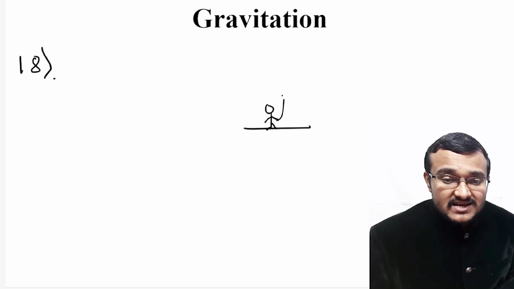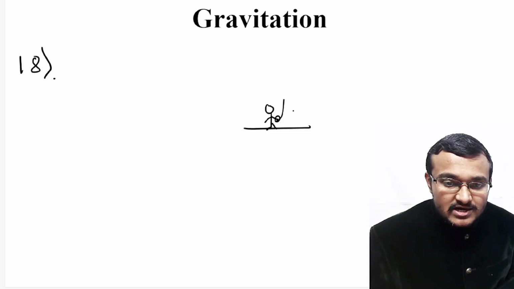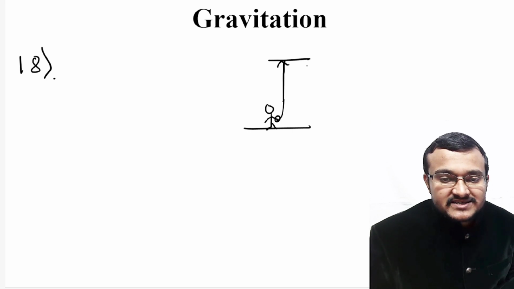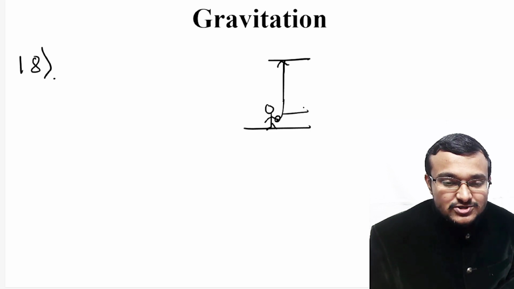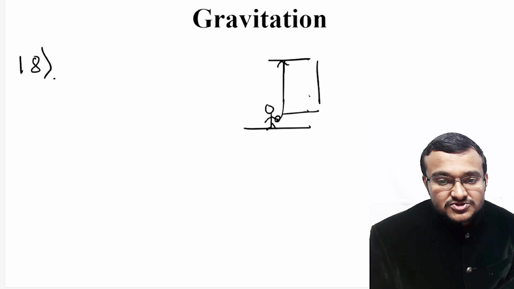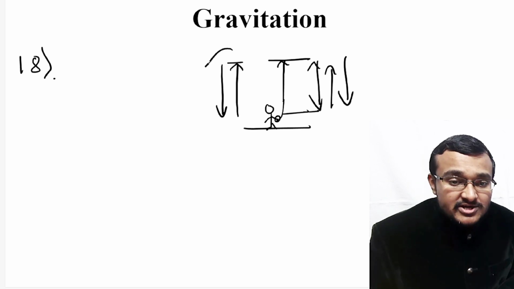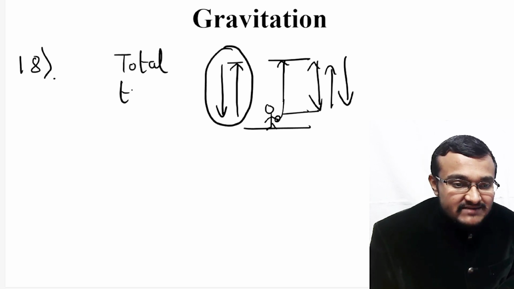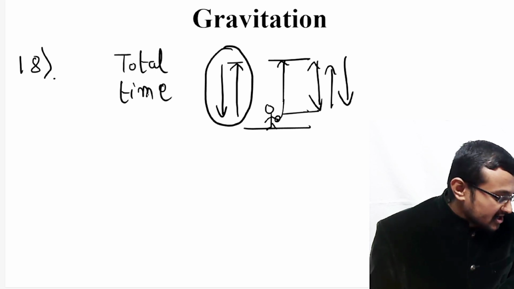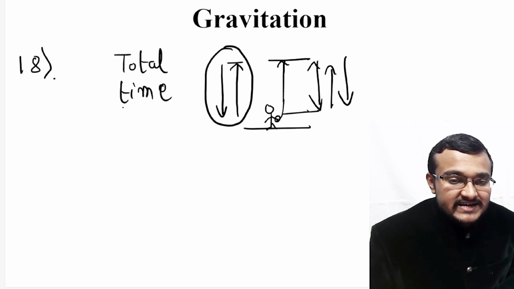So coming to the 18th question, a particular person has thrown a ball vertically upwards. So this ball has traveled a certain distance vertically upwards, and then it has returned back to this particular person. That means it has traveled this particular distance and it has returned back to the same thrower's hand. So the total time taken by this ball is 6 seconds.